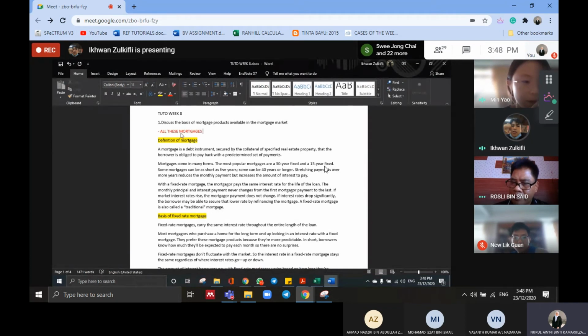The basis of mortgage is principal plus interest or profit incurred. Yes. So all the mortgages here involve principal plus interest or profit.